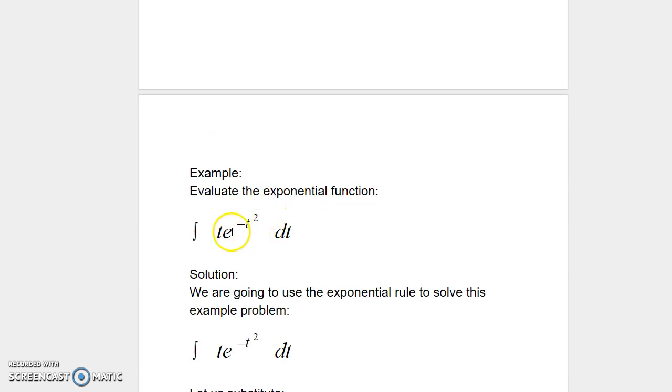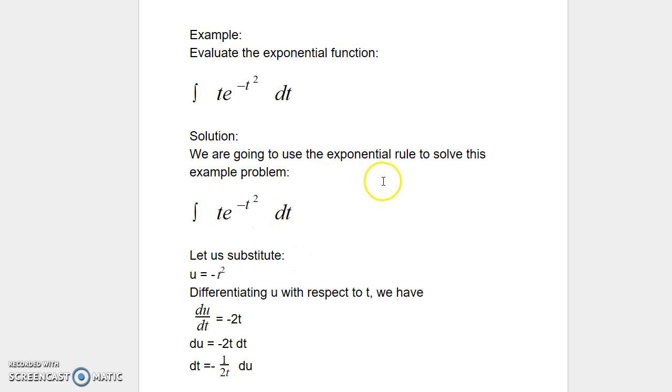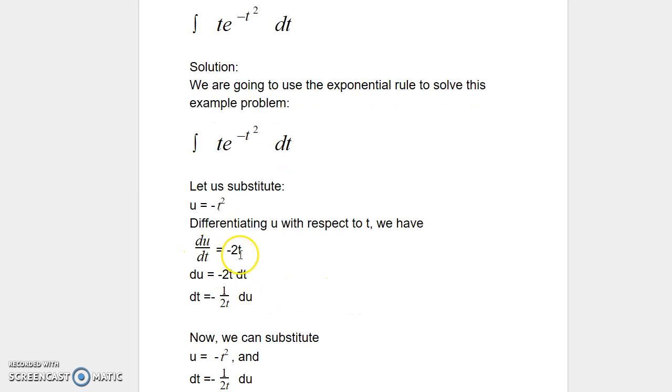Let us say this time we want to evaluate the integral t e to the power of minus t squared dt. We're going to use the exponential rule and the rules of integration to solve this example problem. So let us substitute u as equal to minus t squared, and that is what we have here, minus t squared. So u is a function of t this time. Differentiating the function u with respect to t, we have du by dt is equal to minus 2t. d by dt of minus t squared is minus 2t to the power of 2 minus 1, which is equal to minus 2t.